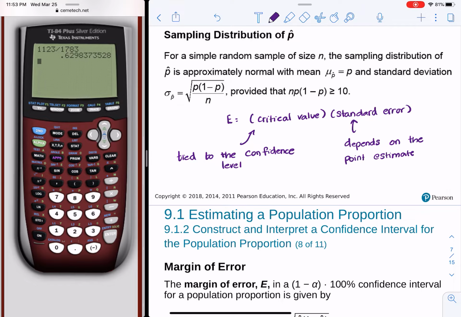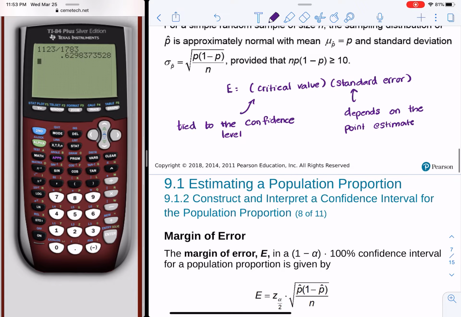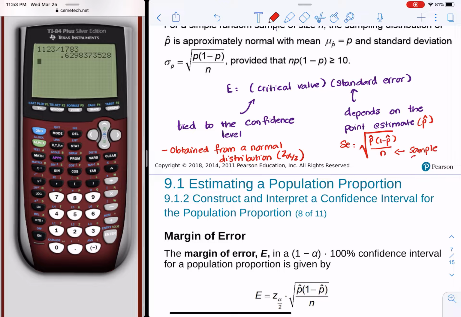So when we talk about sample proportions, the critical value is obtained from a normal distribution. I will show you how to find that ahead, and the point estimate is obtained using the sample. The point estimate is p hat, and the standard error is simply the square root of p hat times 1 minus p hat, divided by n, where n is the sample size. And that is the formula that you see over there.